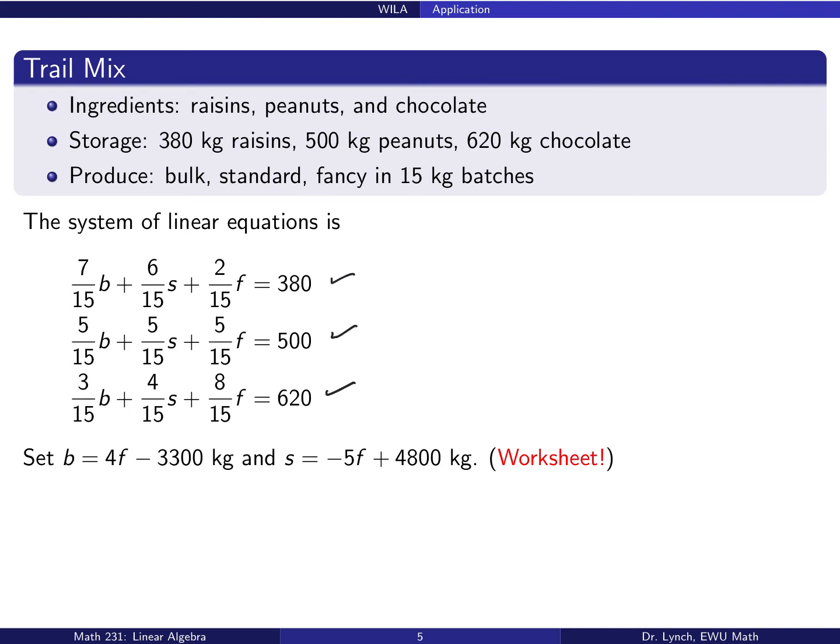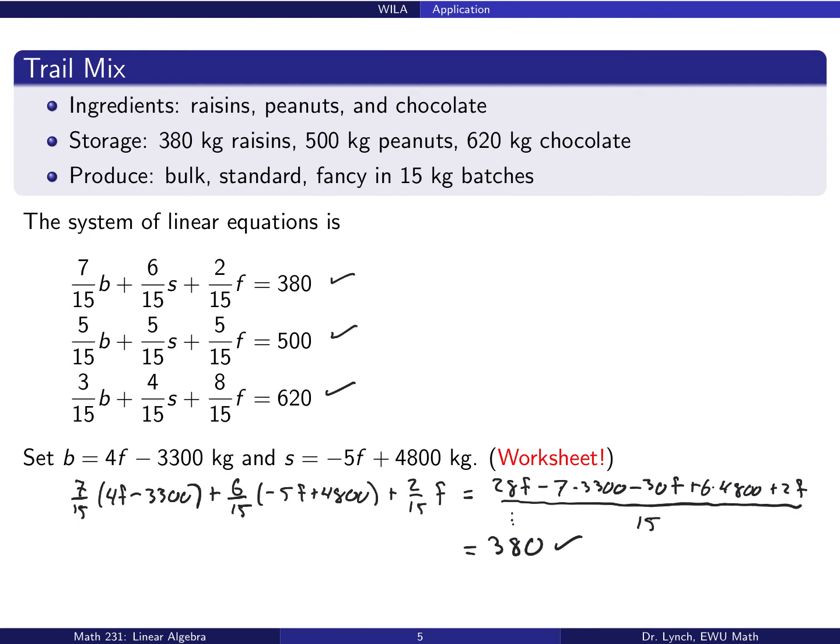So I'll go ahead and illustrate this by just substituting these values for bulk and standard into the equation, simplifying and showing that the equation is satisfied. Here I'll omit some of the algebraic details, but when we substitute the given amount of bulk and the given amount of standard into our equation, we can see that the fancy adds to 0 and the constants add to a number that when divided by 15 gives you 380. So the first equation is satisfied. And it turns out this is true for the second equation and the third equation too.